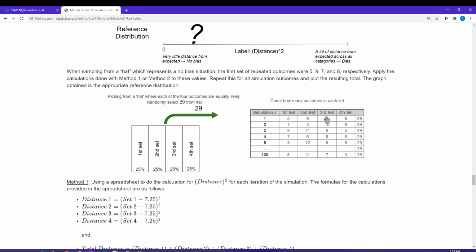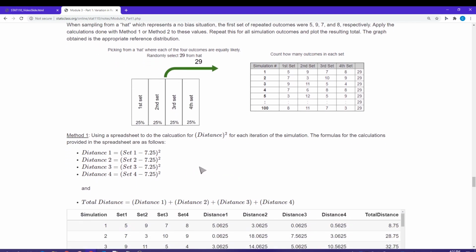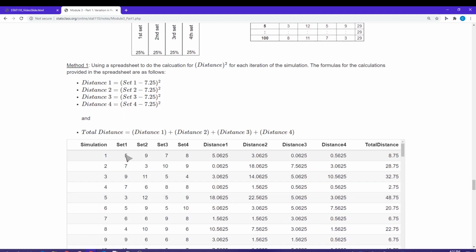Instead of plotting these individual outcomes, what I'm going to do is compute these distances. So I'm going to take the numbers 5, 9, 7, 8 here, and compute those distances, which again are the distances away from the expected squared. And that's what I'm going to get for that first row here, are those quantities there. And then I'm just going to let the computer add those up. So I get a value of about 9.